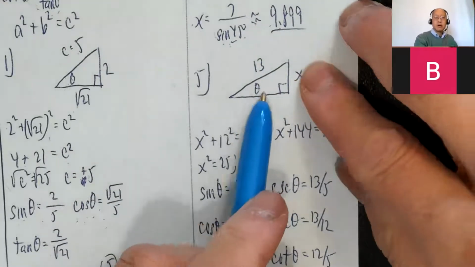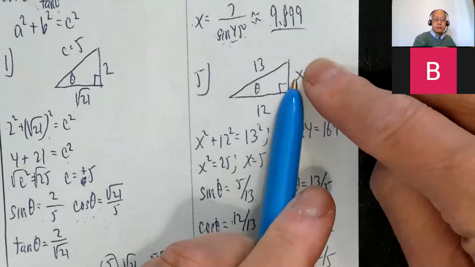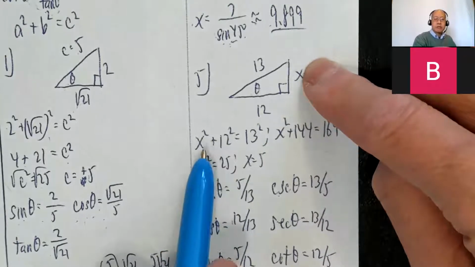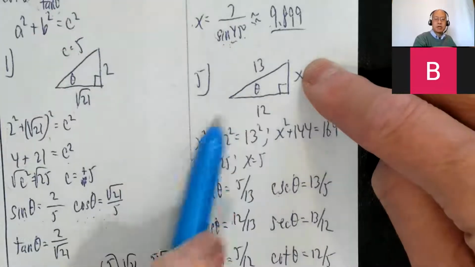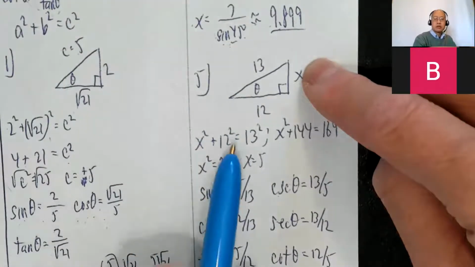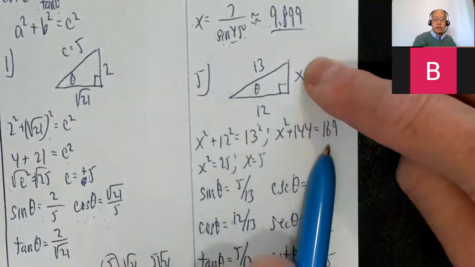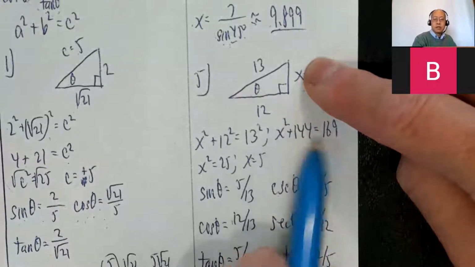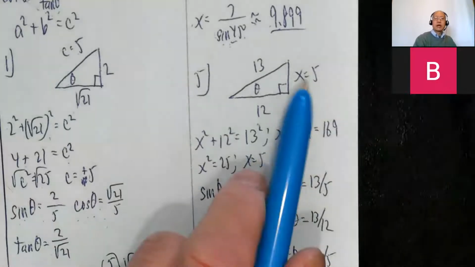So here we are. 13, 12, x. Pythagorean theorem: x squared plus 12 squared equals 13 squared. a squared plus b squared equals c squared. 12 squared is 144. 13 squared is 169. Subtract: x squared equals 25. Take the square root. X equals 5.